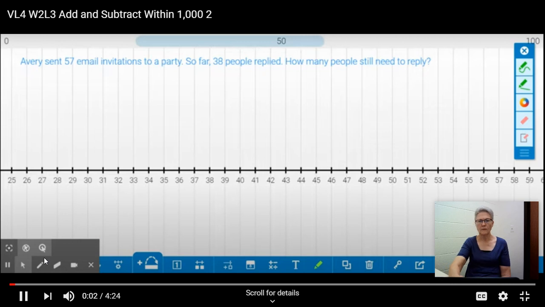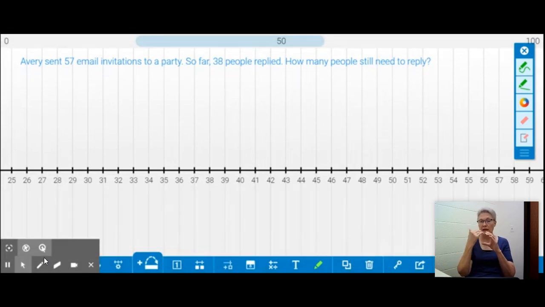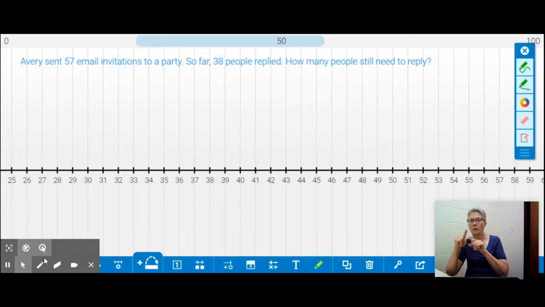Sent 57 email invitations to a party. So far, 38 people replied. How many people still need to reply? This is a subtraction problem because it wants me to start with the number of invitations and take away, or subtract, the number of people who have already replied. And that will leave me with how many people still need to reply.